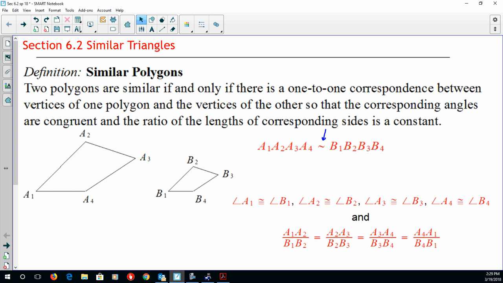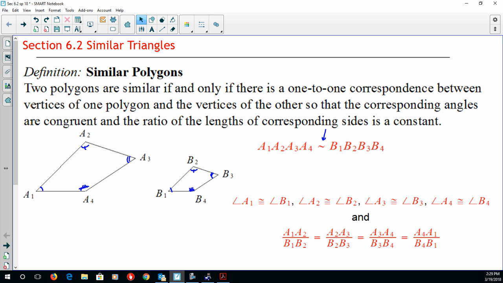This is a quadrilateral, so the corresponding four angle pairs are congruent. So A1 and B1 are congruent. A2 and B2 are congruent. A3 and B3 are congruent. And A4 and B4 are congruent.